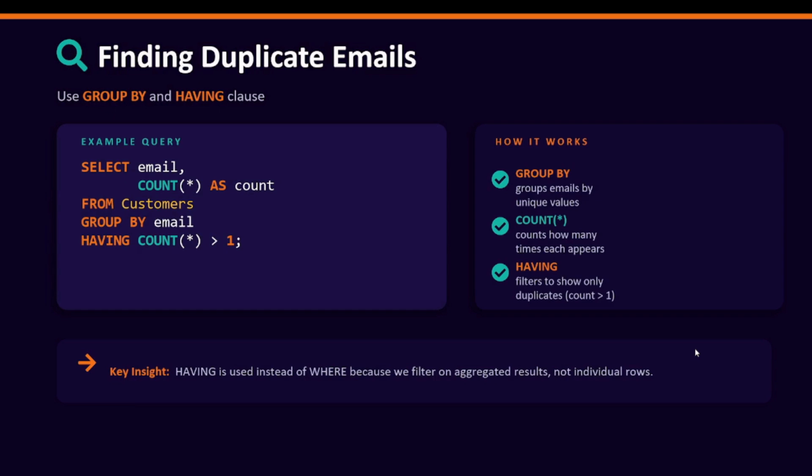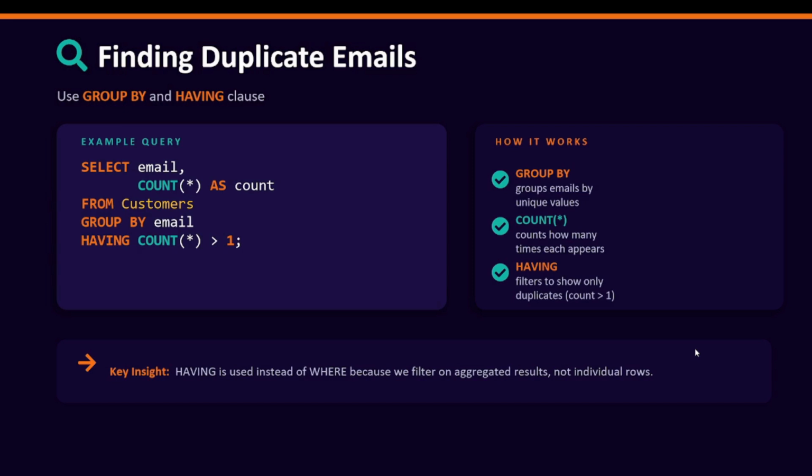Now here comes the most important part, the having clause. You might wonder why use having instead of where. This is actually a very common interview question in itself. The reason is that where filters individual rows before grouping happens. So it cannot be used with aggregate functions like count.